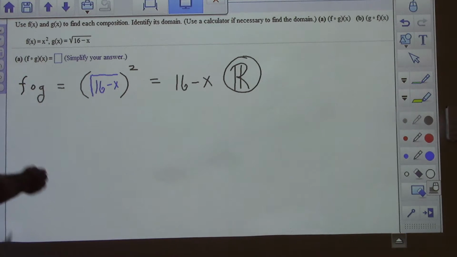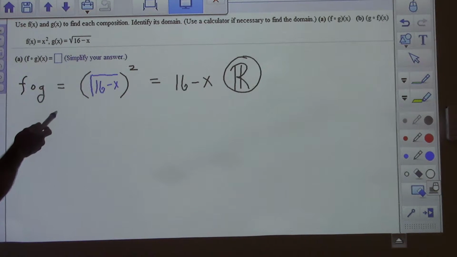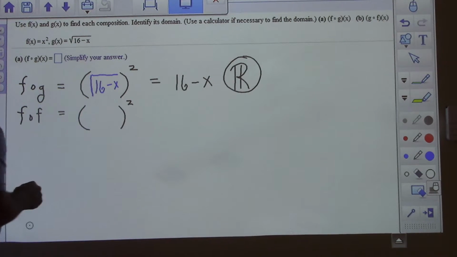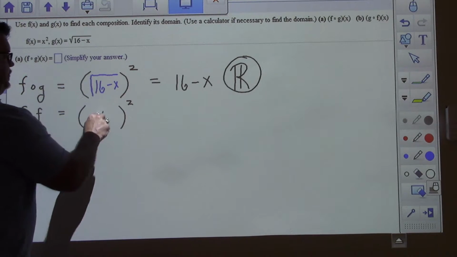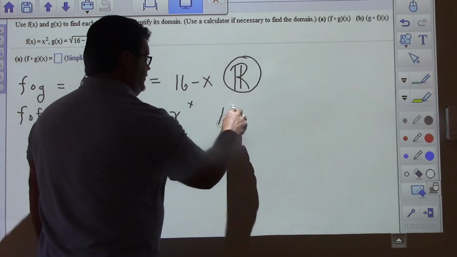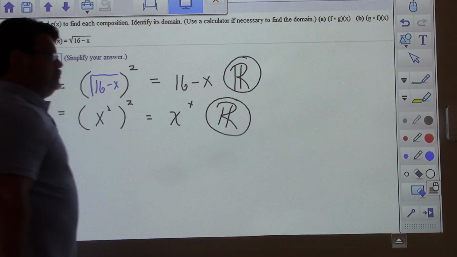I'm going to go ahead and do the last one. The last one is f of f. And that means I'm going to rewrite with a big set of parentheses and plug in x squared, which again gives us x to the fourth, which is all reals.